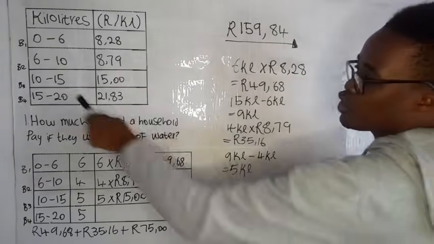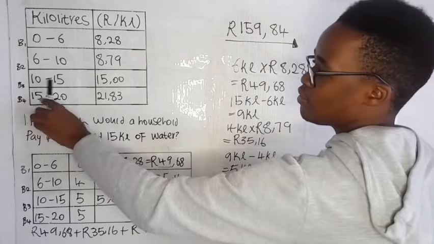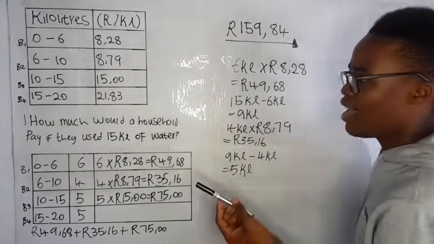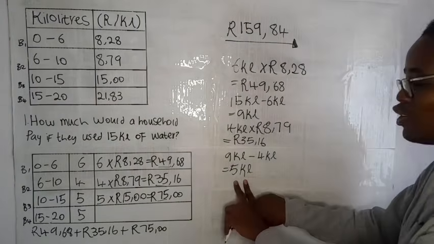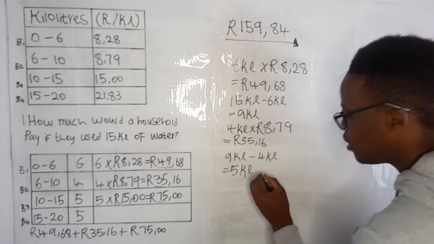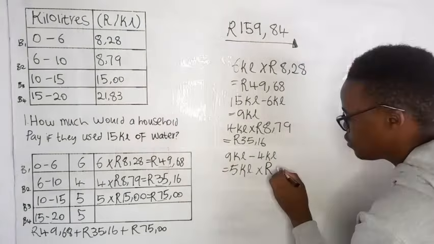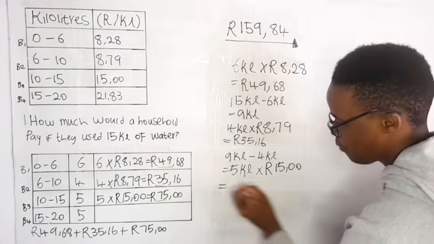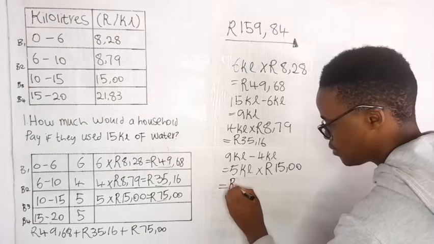So now we go to the third block. We determine the interval between 10 and 15. You say 15 minus 10, it gives us 5, and we're left with 5 kiloliters. So you're just going to use the rest of the 5 kiloliters that we're left with and multiply it by the amount on the same block, which is 15 rands, and the answer is 75 rands.